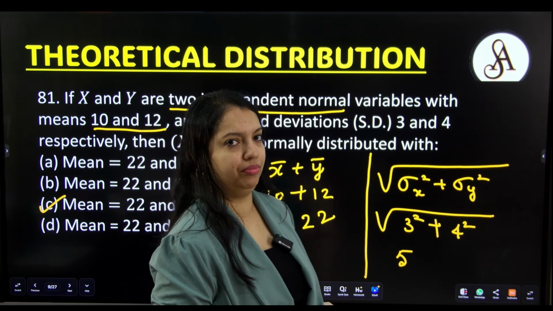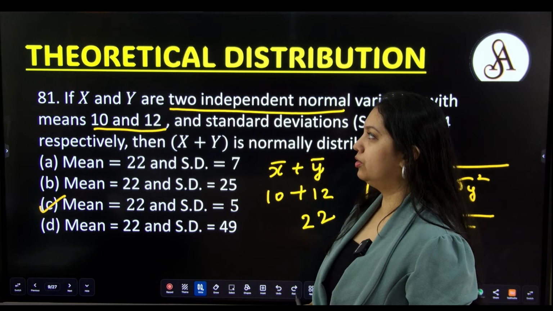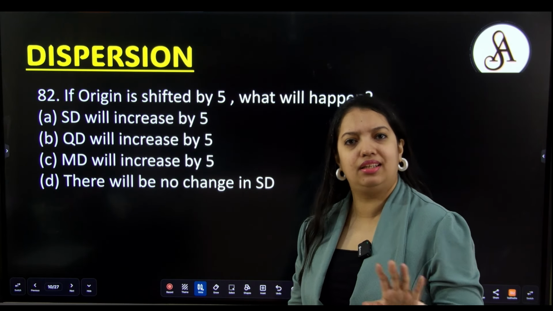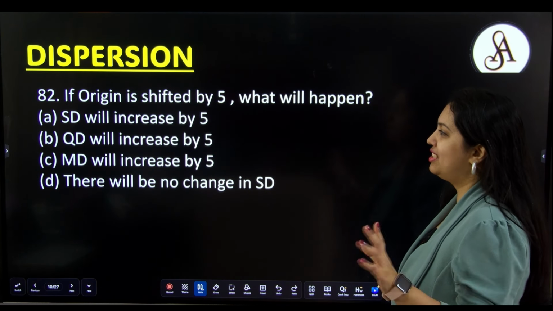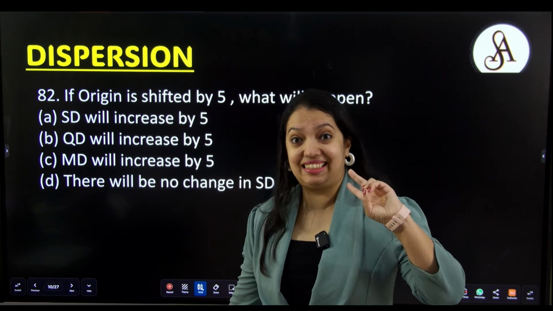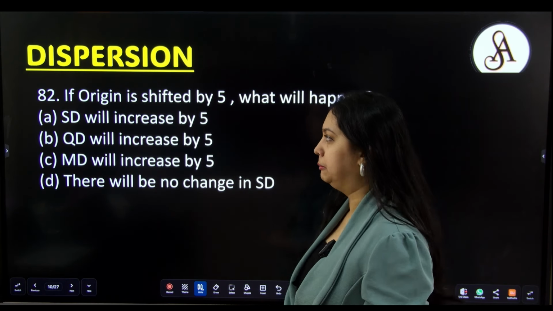All these questions from theoretical distribution are from your ICAI material itself. So students usually feel theoretical distribution is a little difficult. Practice from ICAI material and that is sufficient. Origin is shifted by 5. Very important question. Almost like every second examination, they repeat either a question on origin or a question on scale.